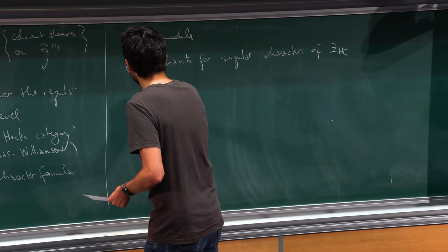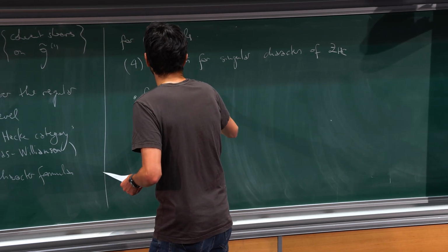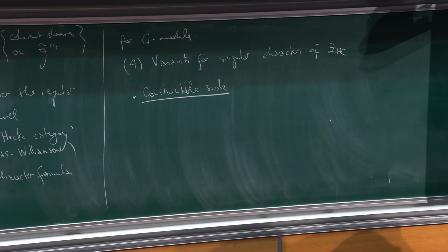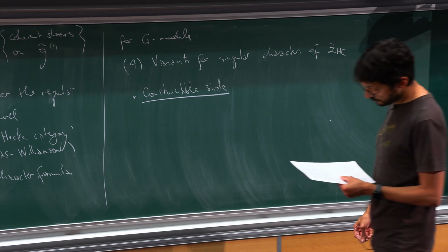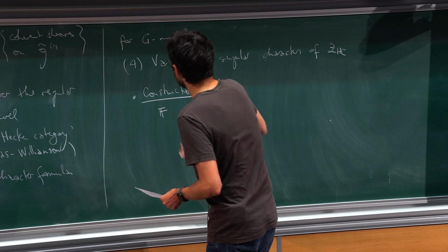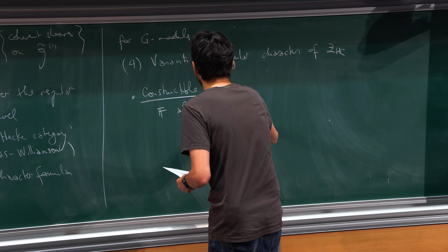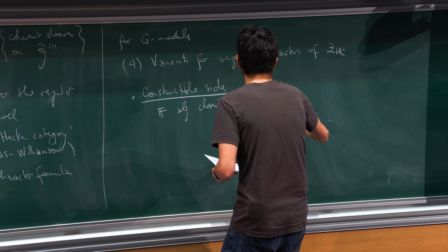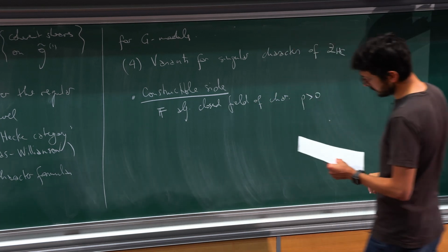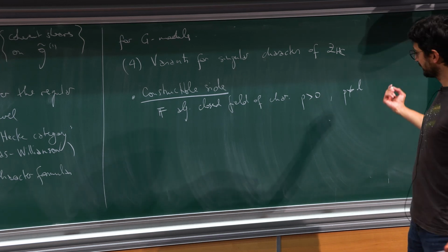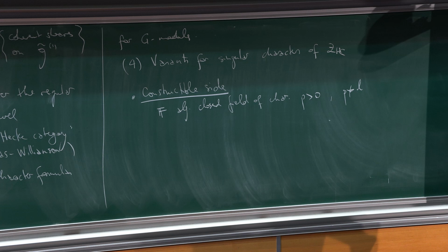And then I can say a few words about the constructible side. So there is another geometric story for these things, and it has to do with the Langlands dual group. So for this I want to fix some other field, F, an algebraically closed field of characteristic p, which is also positive, but p different from l, because now I will consider some étale K-sheaves on some schemes defined over F.